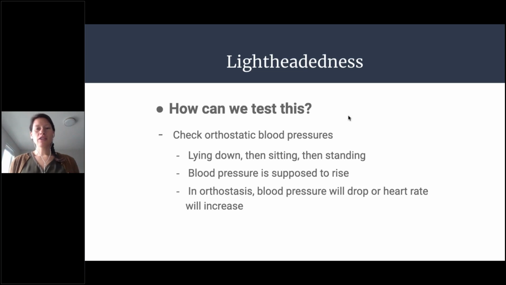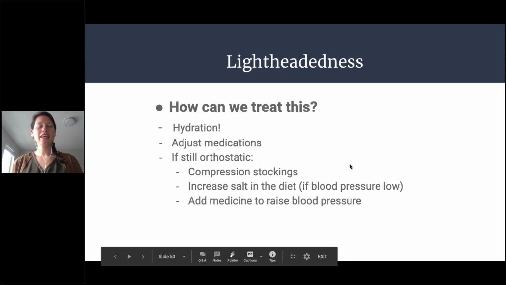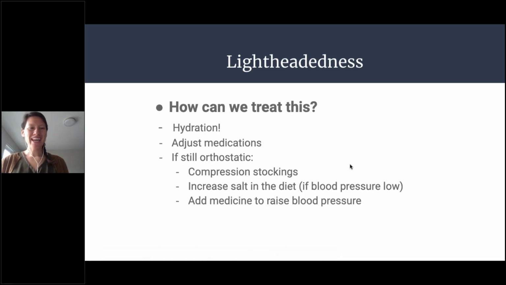But if your autonomic nervous system isn't working properly, then the blood just pools in your legs, and that's what causes that lightheaded feeling. So for positive orthostatic blood pressure measurements, the blood pressure will drop or the heart rate will go up. And again, the best way to treat this is hydration. So making sure you're having enough water throughout the day, and not dehydrating yourself with too much caffeine.